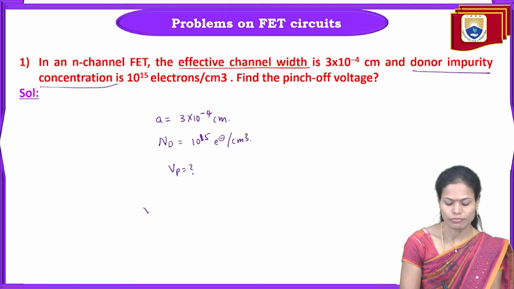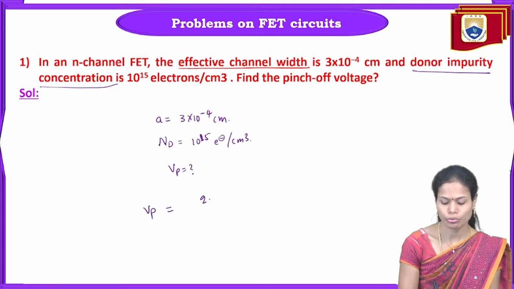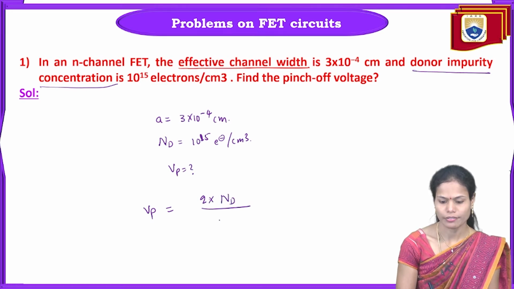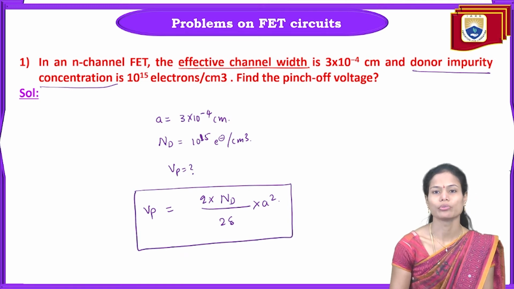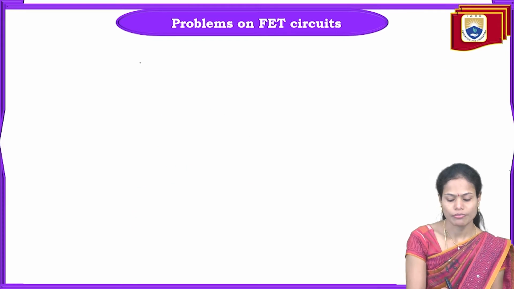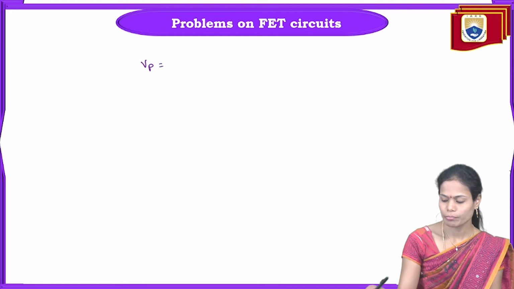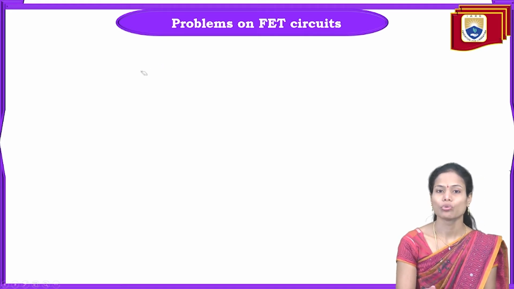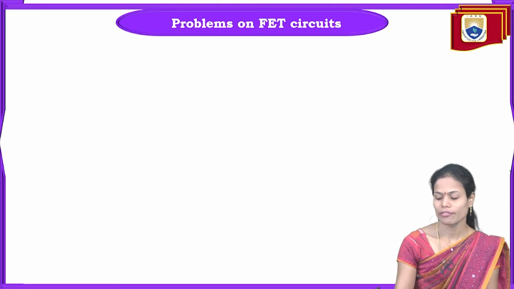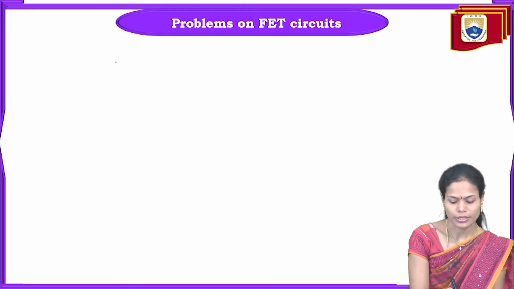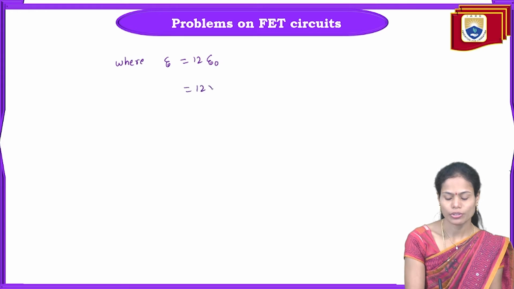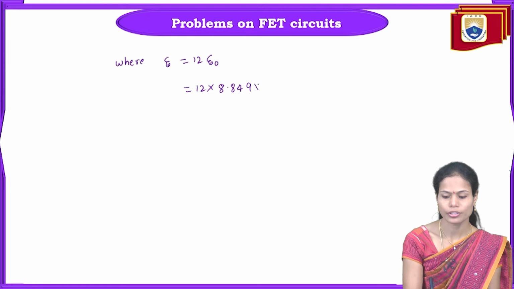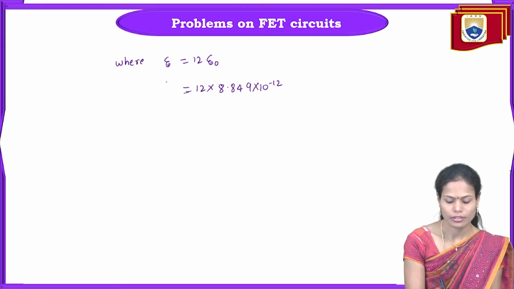What is the formula for pinch-off voltage? I have just now mentioned: Vp equals q into ND divided by 2 epsilon into a square. So this is the formula to find the pinch-off voltage. Now substitute the values here. Before calculating the values, first of all we have to find the overall epsilon value, as well as convert the a value into the desired parameter. For that purpose, epsilon is equal to 12 times epsilon naught, so that is 12 into the epsilon naught value, which is 8.849 into 10 power minus 12. If we simplify it, we will get the value; otherwise I am taking it here as it is.